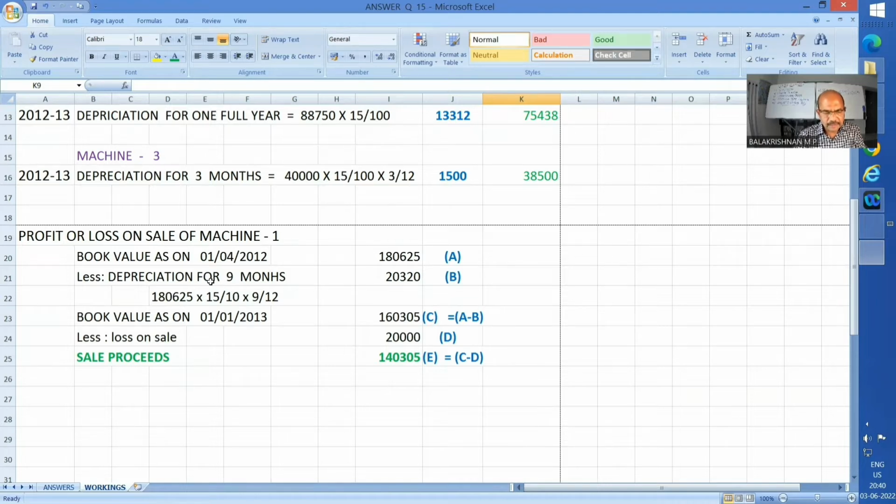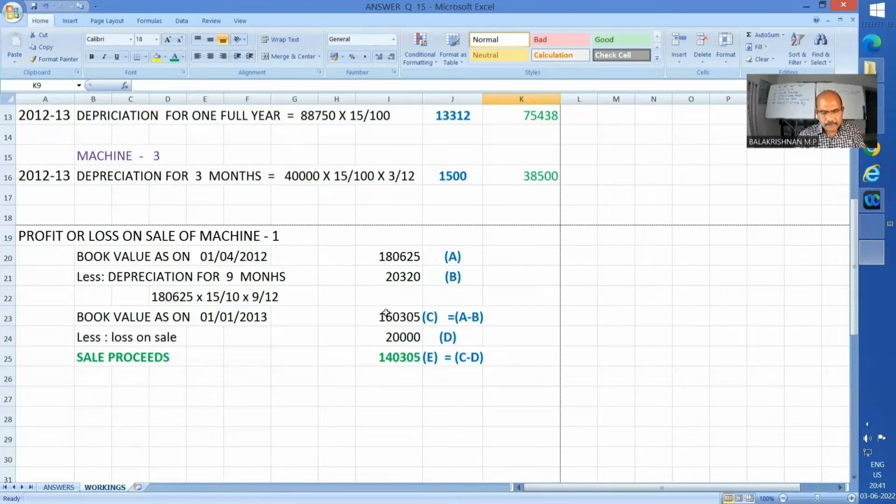after rendering service for 9 months. How do you know that? When it has been sold on 1st January, that means only 3 months are left for the year. That means 9 months only it served me. So proportionate depreciation 20,320. This calculation you please ensure yourself: year beginning book value, because WDV, into rate, into proportionate months. Fine.